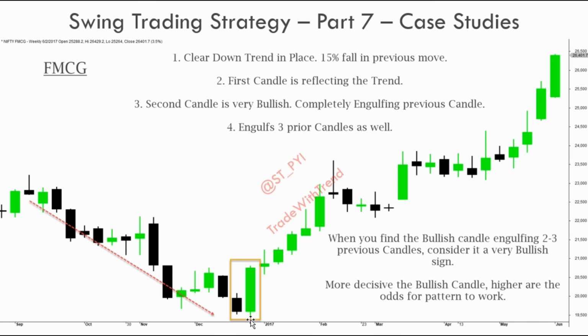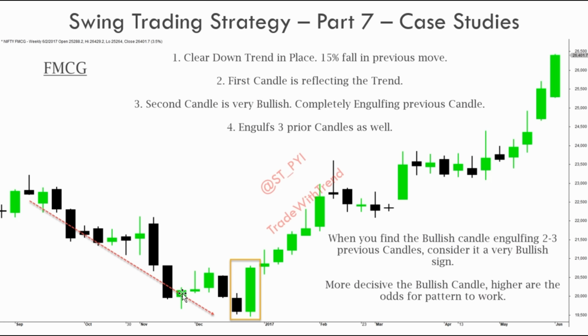And just remember one thing, that when you find a bullish candle that is completely engulfing 2, 3, or let's say 4, 5 previous candles, then that is an extremely bullish sign, and you should be paying attention to that particular chart. The more decisive this second candle, the higher the probability of the pattern playing out in your favor. Which is why you pay attention to this particular candle. What is it doing? How is it closing? Whether it is closing at the highest point of this particular candle? What about the low point? Whether it is a decisive low point? How many previous candles is this pattern actually engulfing? All these sorts of details you have to pay attention to.